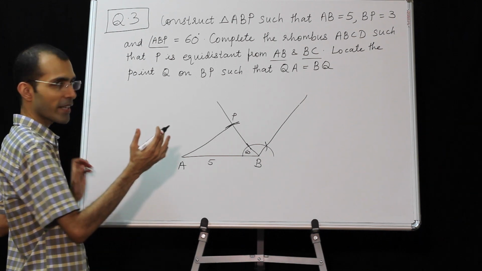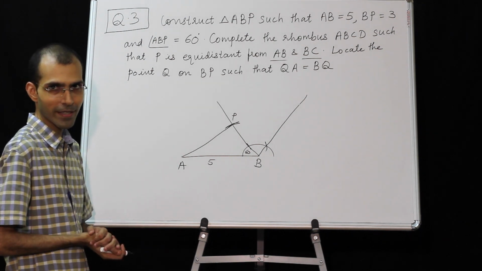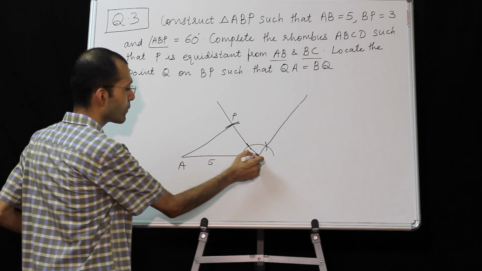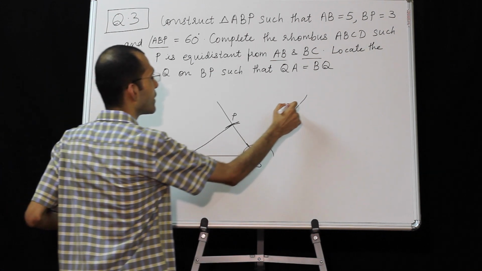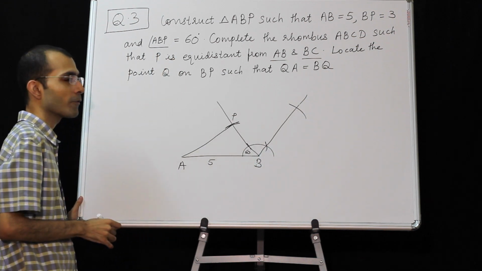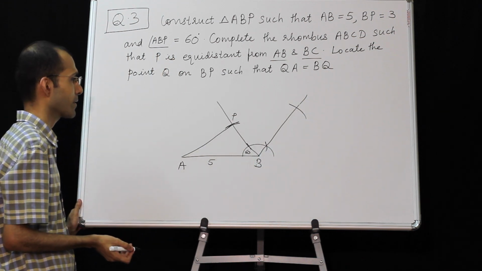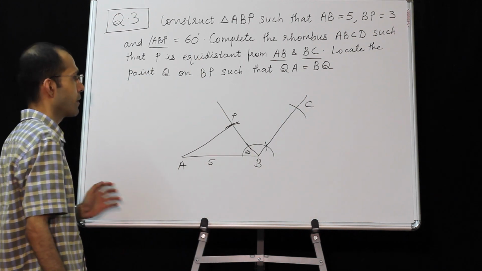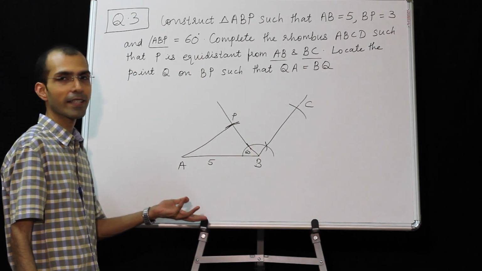Okay, now how to locate C? In a rhombus all 4 sides are equal. AB is already 5. Easy. So with B as the center, cut an arc of radius 5 centimeter. So this would be C. Now we have to just locate D.